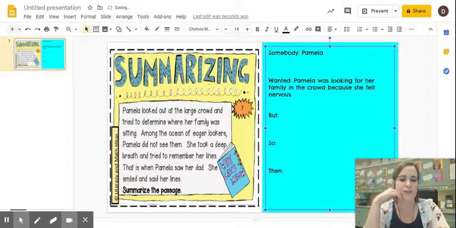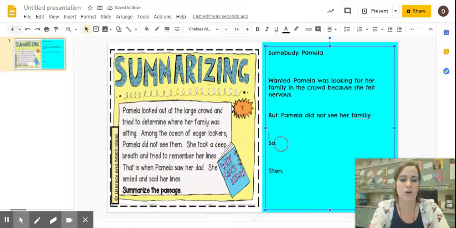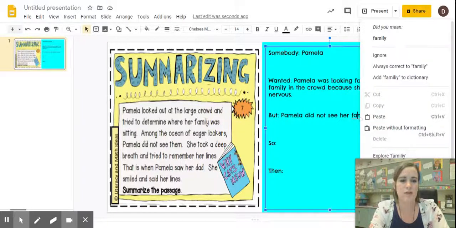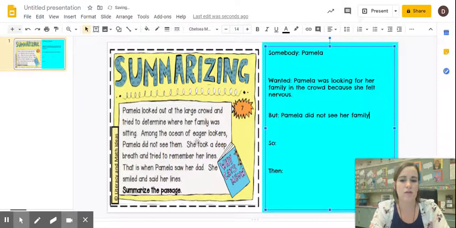So remember, the but is the problem of the story. So the problem was that Pamela could not see her family, right? Right, Pamela did not see her family. So is the solution to the story. What did Pamela do to try to solve her problem? So she was nervous. She was looking for her family. So she took a deep breath and tried to remember her lines.